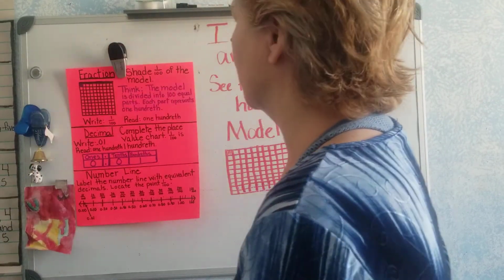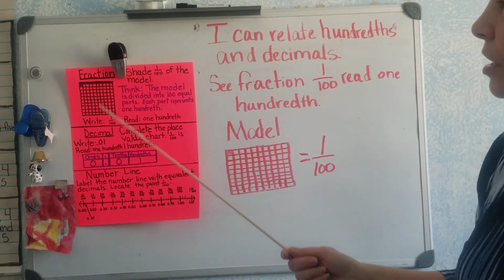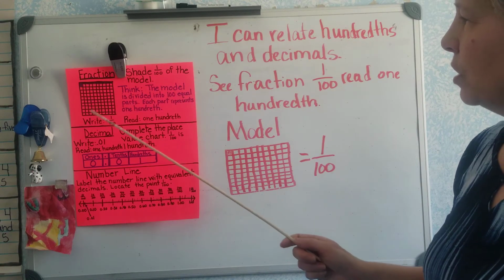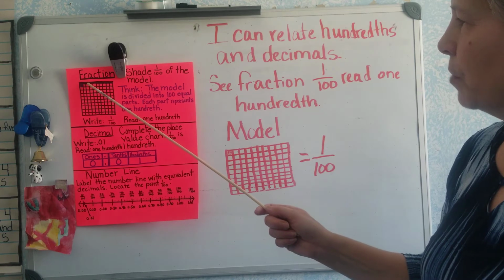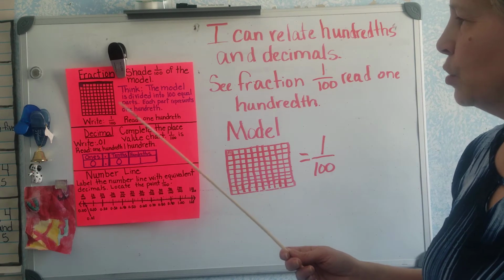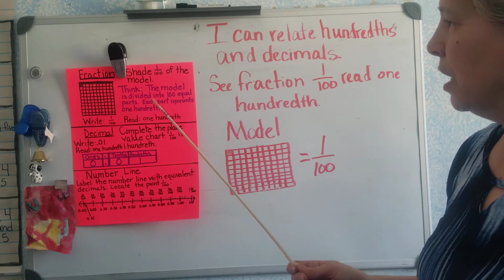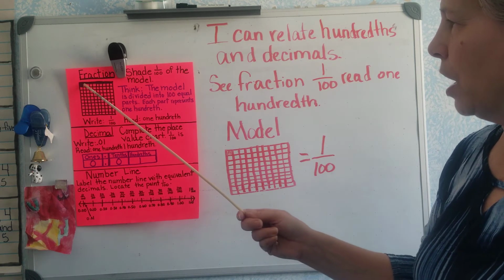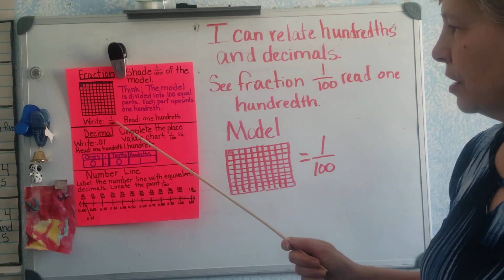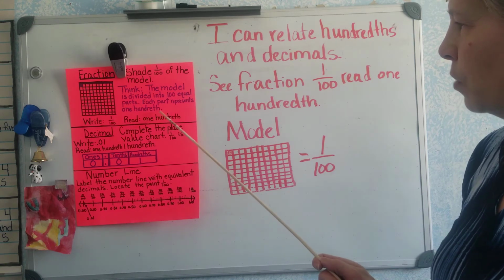And here's a model on an anchor chart. So the fraction here is 1/100th, and we shade 1/100th of the model. Think, the model is divided into 100 equal parts. Each part represents 1/100th. So we write 1/100th as a fraction, and we read it as 1/100th.